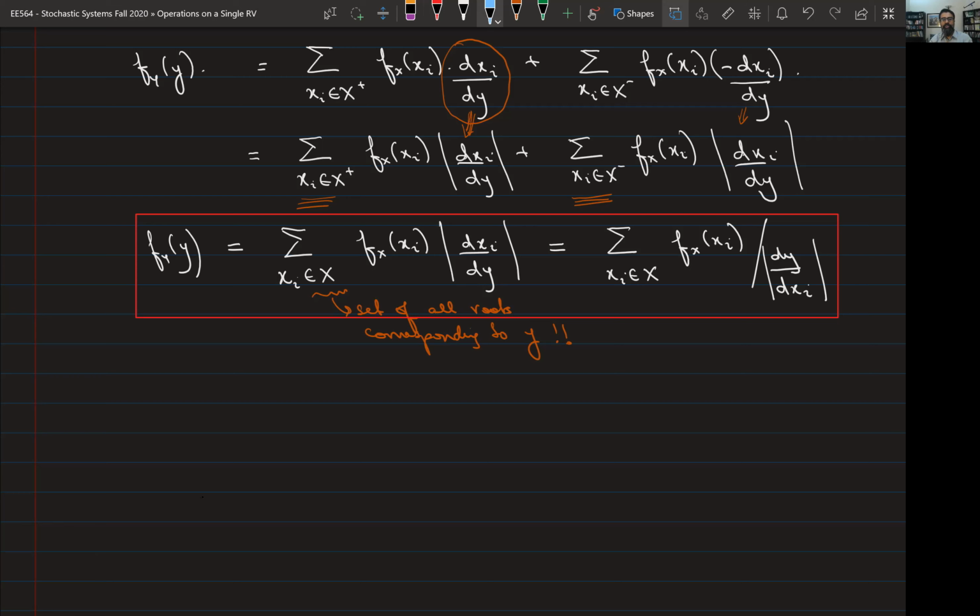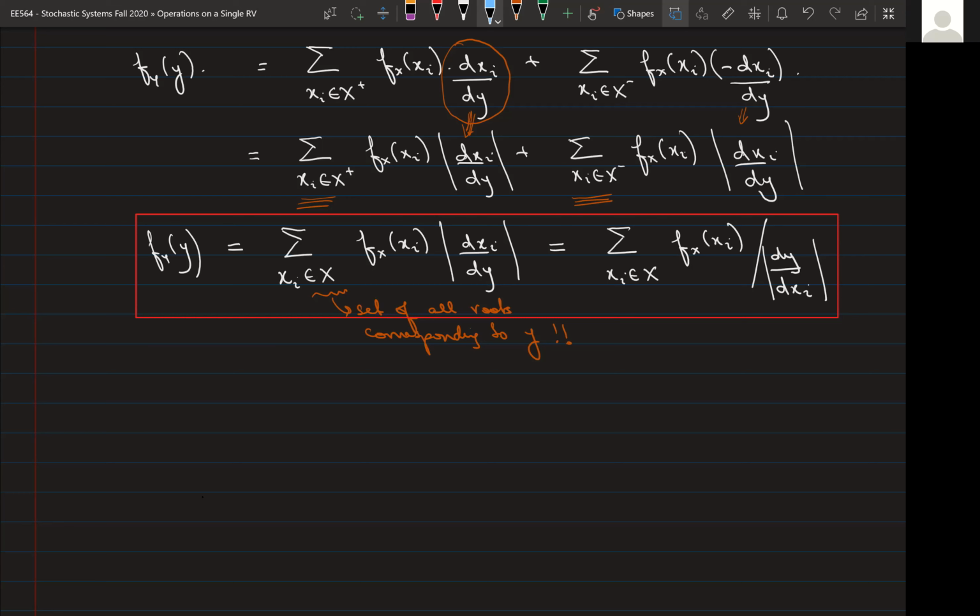So this is the most general of forms that you can think of, right? And this is applicable to monotonic functions as well, because for monotonic functions there's only going to be one root, and the summation is just going to be over one root only. But in cases where you have more than one root, this is that generalization. So this is the most general of formulas that we'd consider when transforming a random variable through a function relationship.